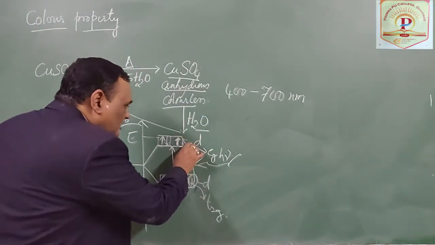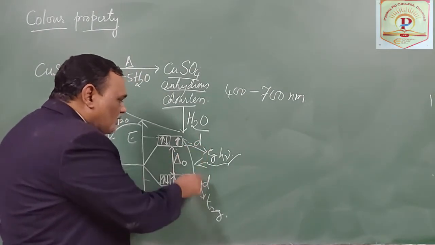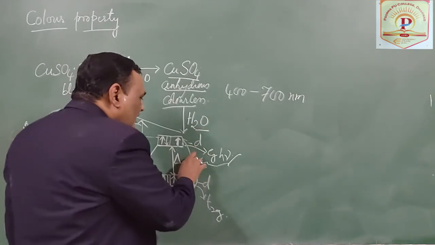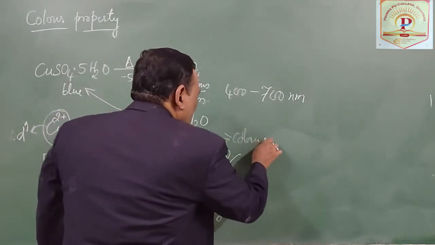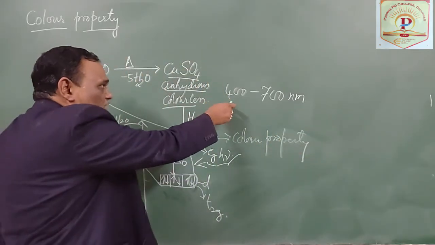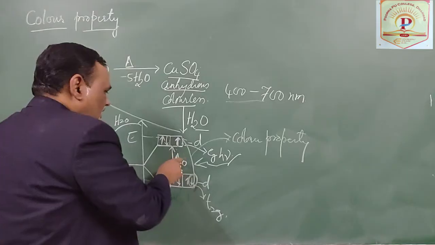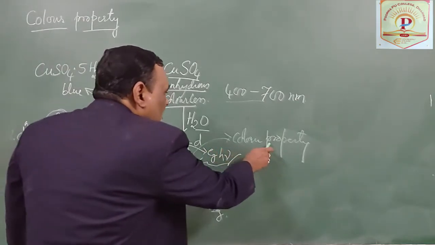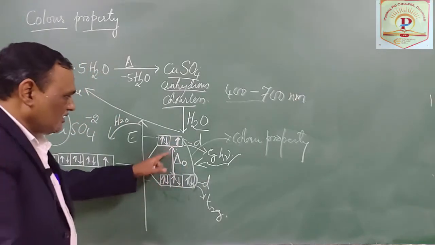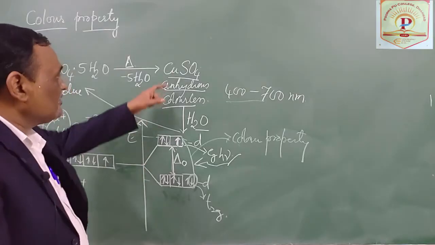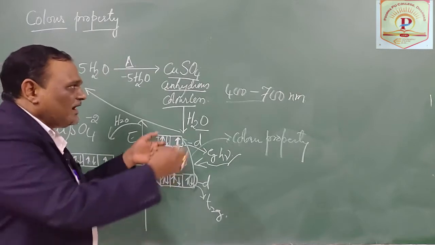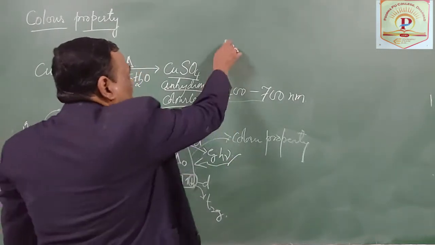So when the energy difference between the higher energy d orbital and the lower energy d orbital corresponds to the energy of the light, when it equals the energy of the radiation in the visible region, then only we can see the color property. And this energy gap is different for different metals. That's why copper sulfate is blue in color, cobalt is red in color.